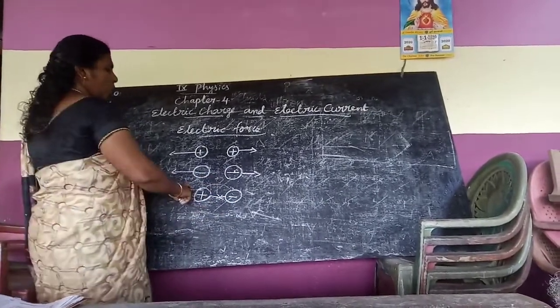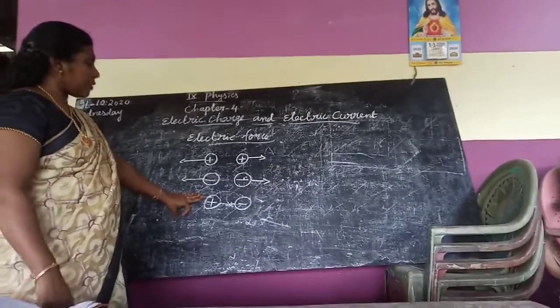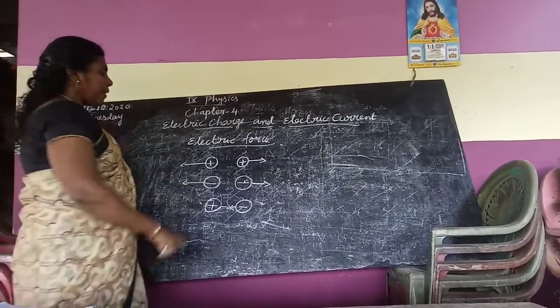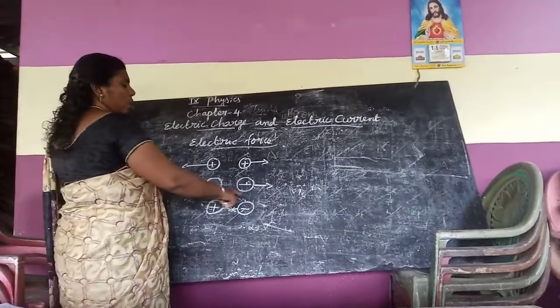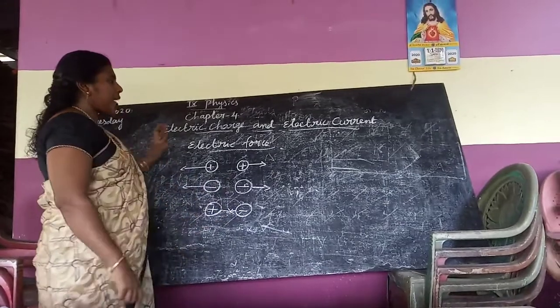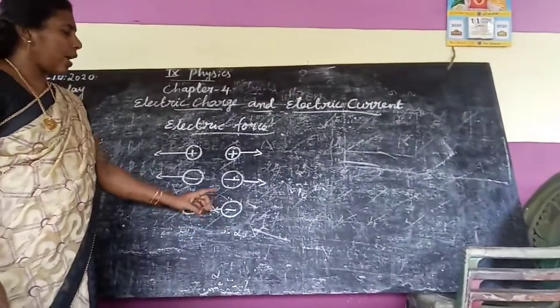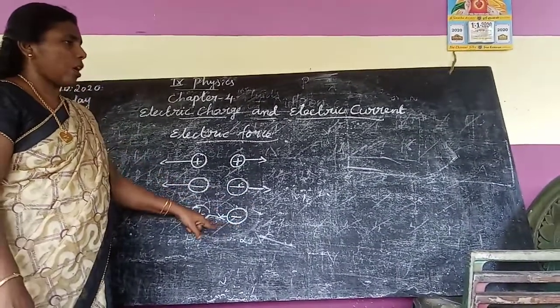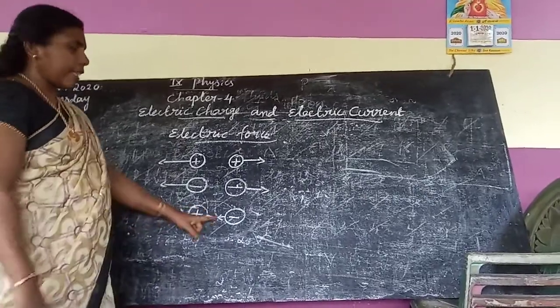So that is called, what is that? Electric field. So electric field, for a book back answer question: electric field means what? The region around the charges which experiences some electric force is called electric field.